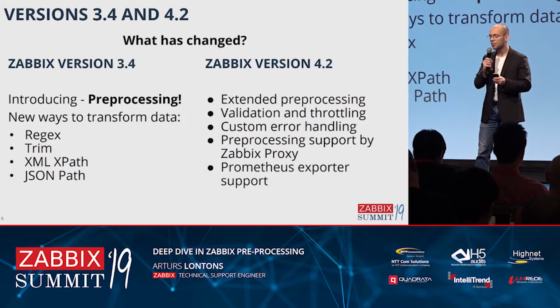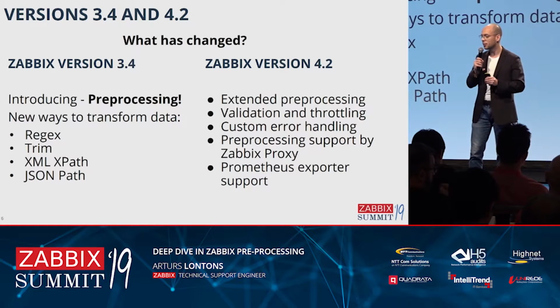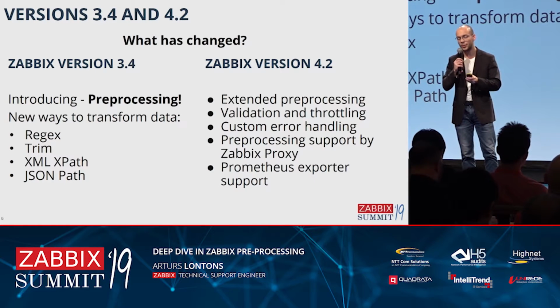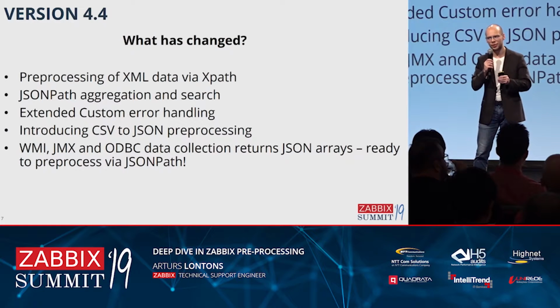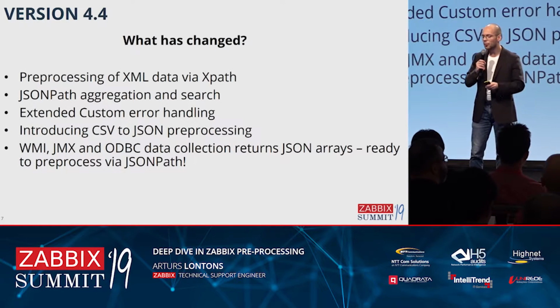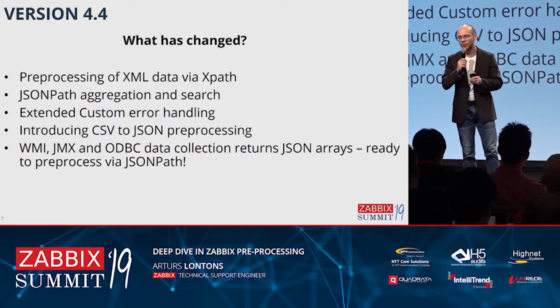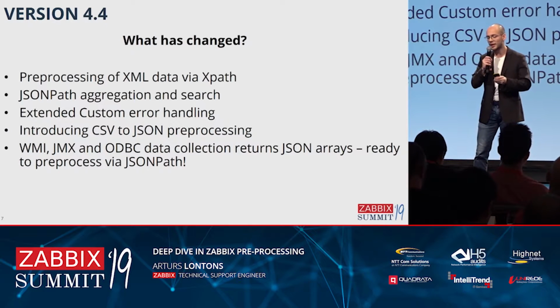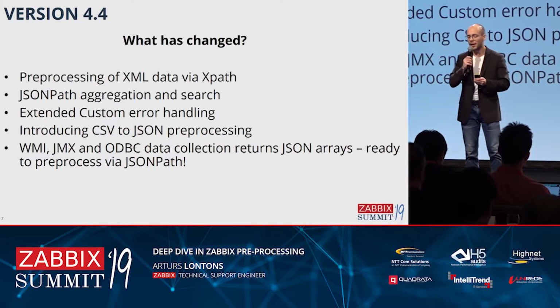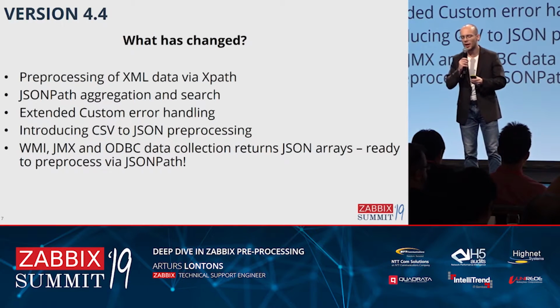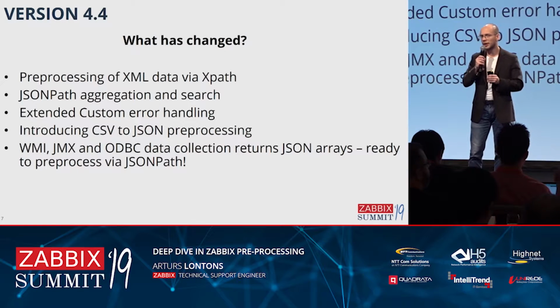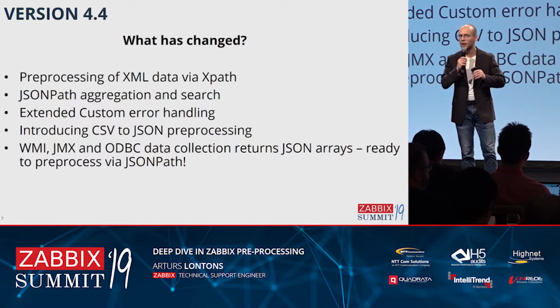Then also we added Prometheus exporter support. Why is that? I will cover in one of my later slides. We will have an example with a Prometheus exporter pre-processing. Moving on to 4.4, which is completely fresh at this point, we improved even further. Pre-processing of XML data via XPath has been improved. JSON path aggregation and search is now supported. It wasn't supported before. Extended custom error handling, so you can assign custom error handling at some other places that you couldn't do them before.